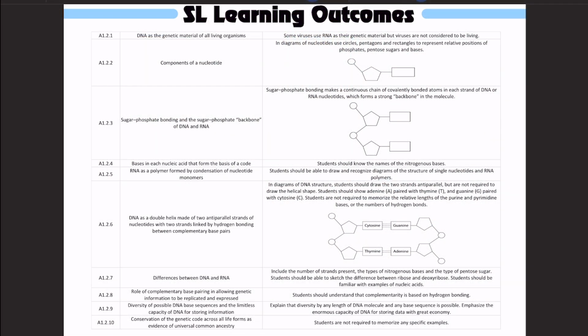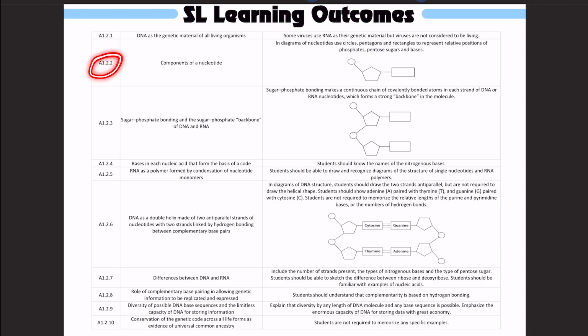Let's go over the learning outcomes for standard level in subtopic A1.2 Nucleic Acids. The first learning outcome is all about DNA as a genetic material in all living things. This is really getting across the point that every living thing on Earth that we know of uses DNA as its genetic material. The rest of this topic is about understanding how nucleic acids are structured, what their role is, and how that structure enables them to carry out that role.